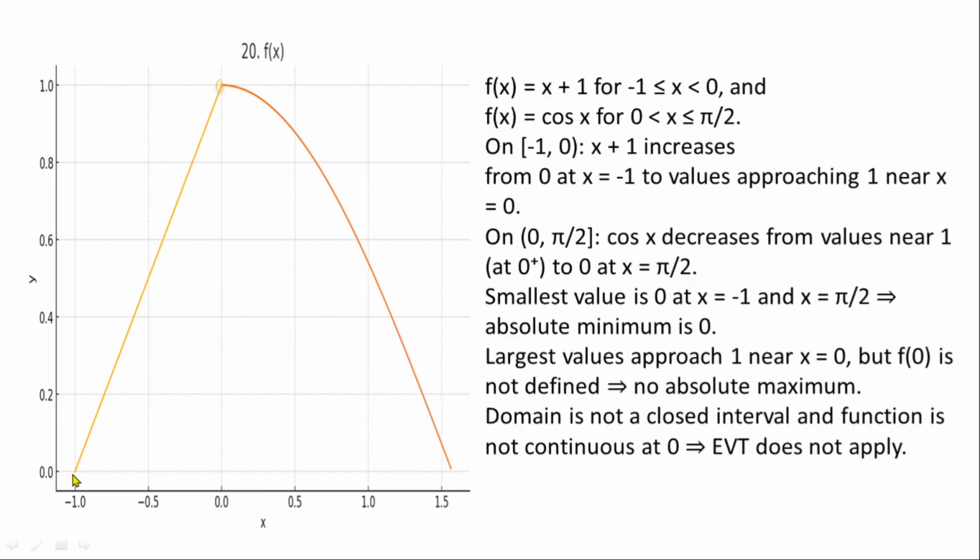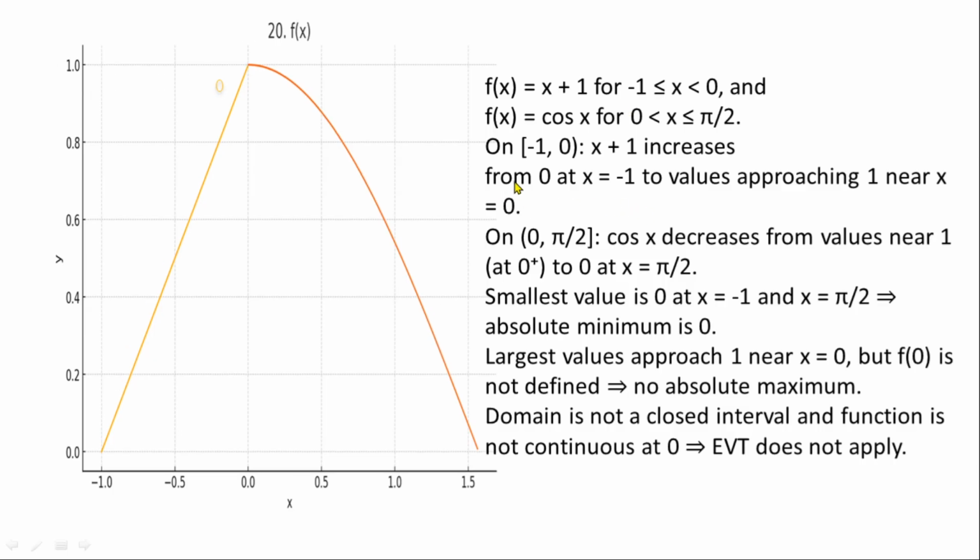This x plus 1 increases from 0 at x equals minus 1, since minus 1 plus 1 is 0. It increases up to a value approaching 1 as it approaches x equals 0, but not including 0. If x is 0, then 0 plus 1 equals 1. It would reach 1 if it were included, but it is not included.